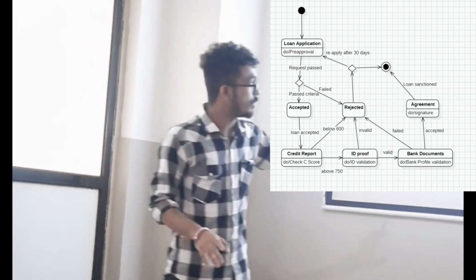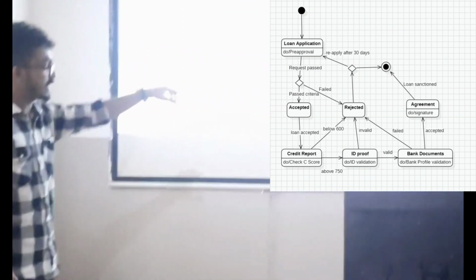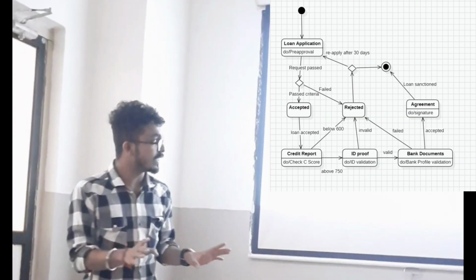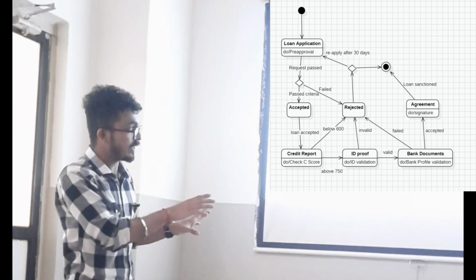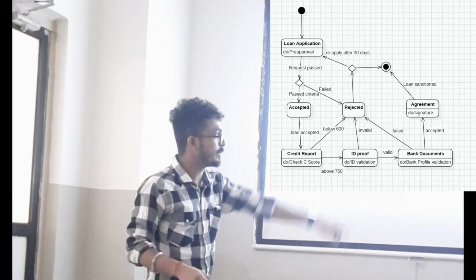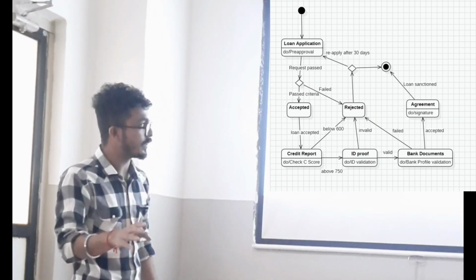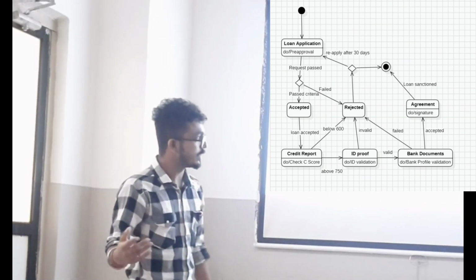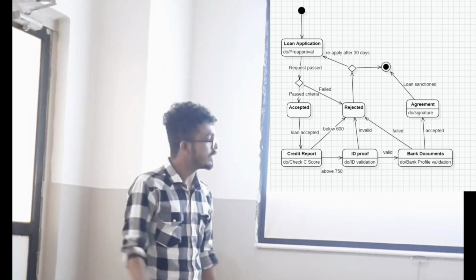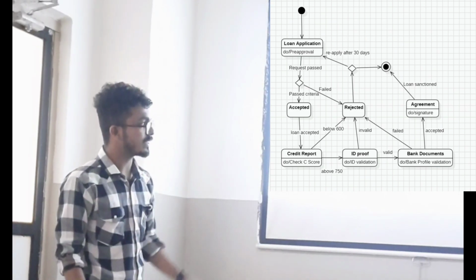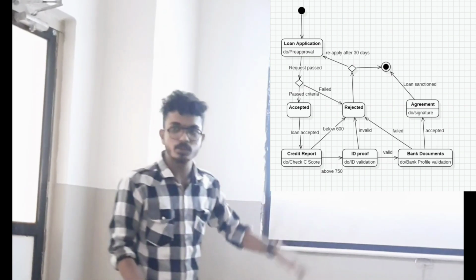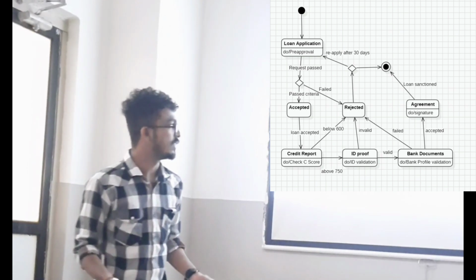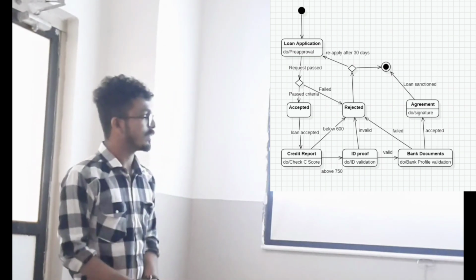After the credit score is checked, it goes to the next step, that is ID proof or validation. But if the credit score is below 600, sorry, it is not 600, I did this by mistake. If it is below 750, then the application will be closed or rejected. If the credit score of the customer is above 750, then it will traverse to the next step, that is ID proof or ID validation. In simple words, ID validation is Aadhaar card verification and PAN card verification. Now this is off the topic.